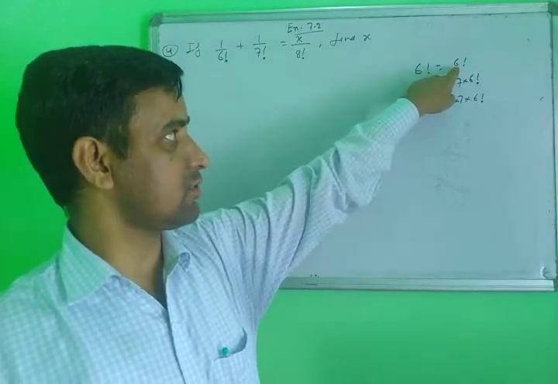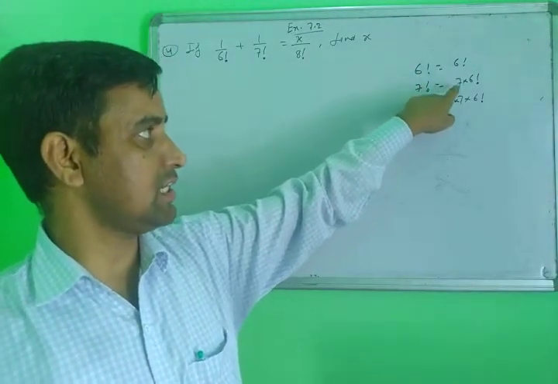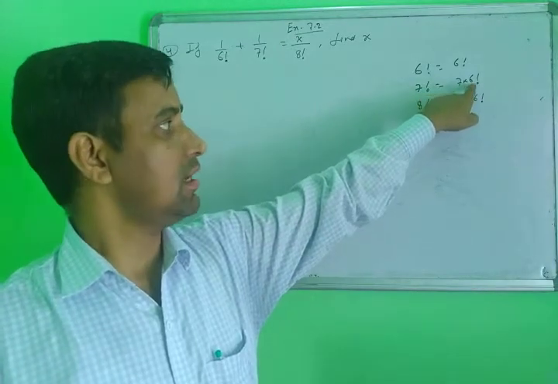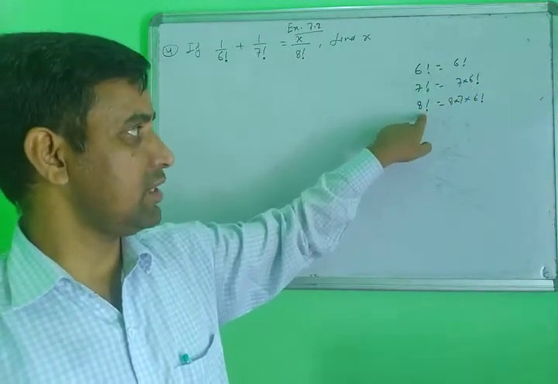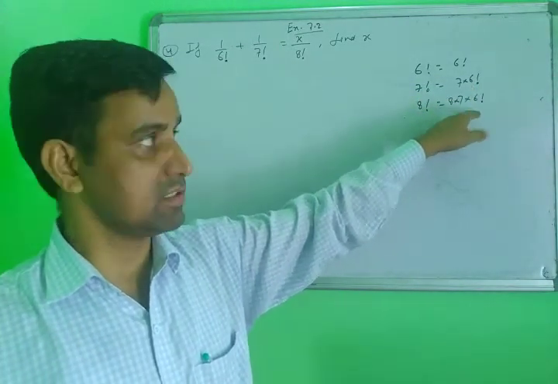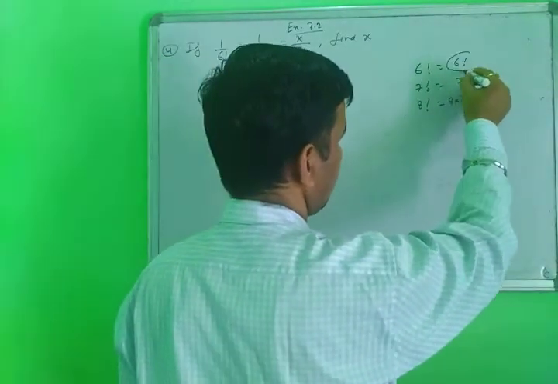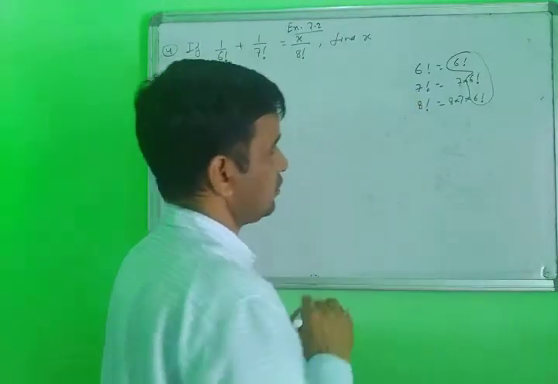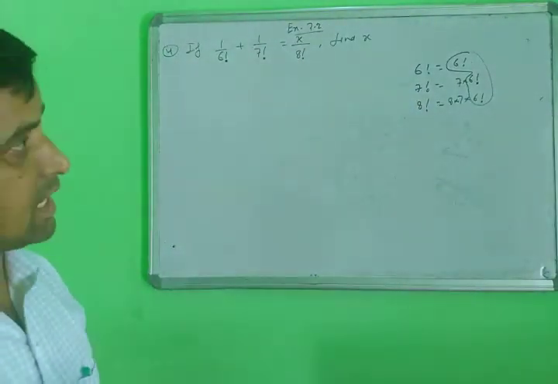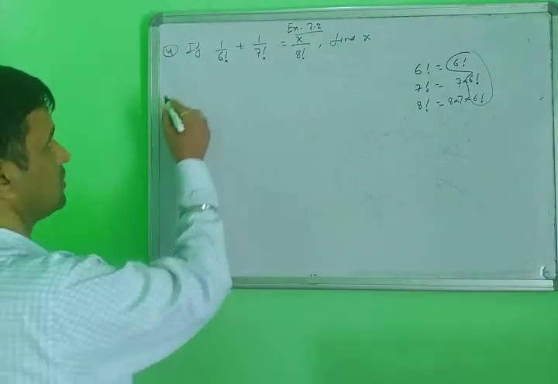Factorial 6 is factorial 6. Factorial 7 you can write as 7 into factorial 6. Factorial 8 you can write as 8 into 7 into factorial 6. Suppose you convert into this form, then this will be made into like form, and you can easily cancel this. Yes, now start according to this way.